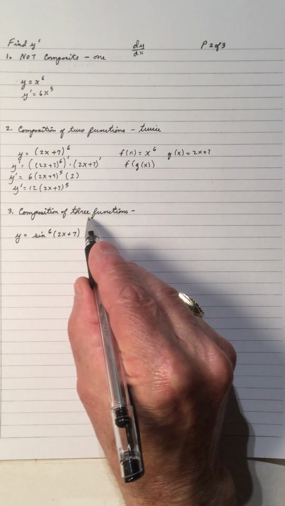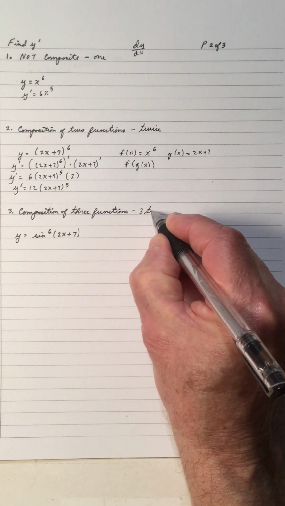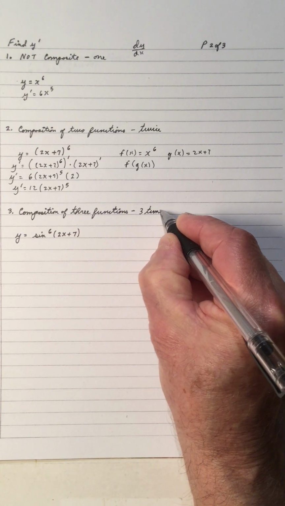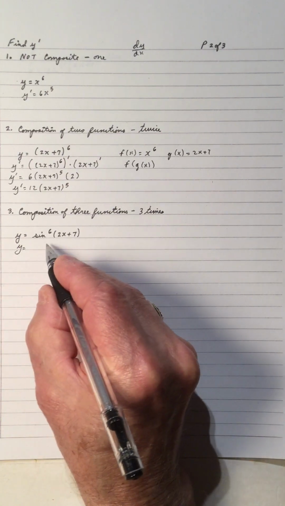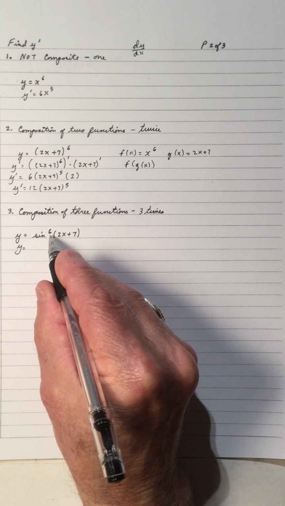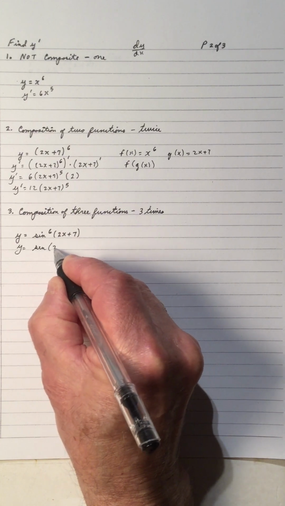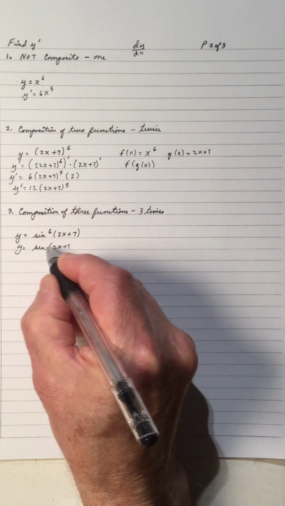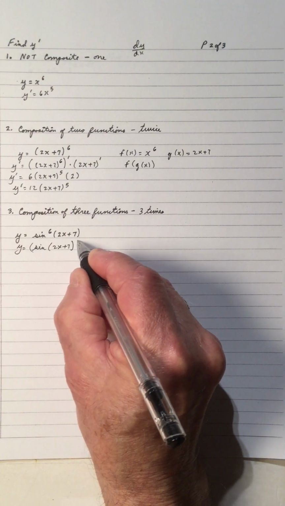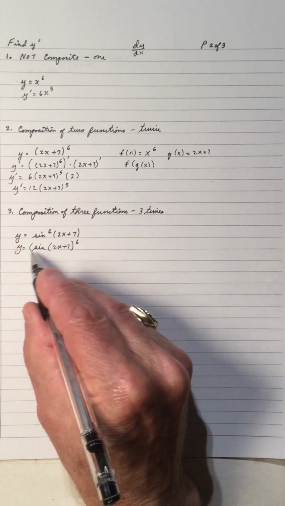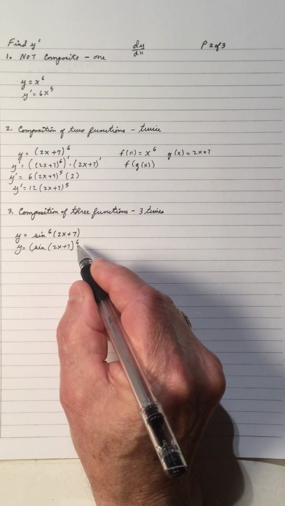What about the composition of three functions? That means we're going to have to do the derivative 3 times. So let's check this out. y equals sine of 2x plus 7, to the 6th power. We also can think of it as the whole function raised to the 6th power, because this power of sine can be written outside.